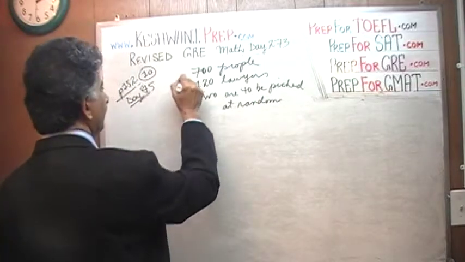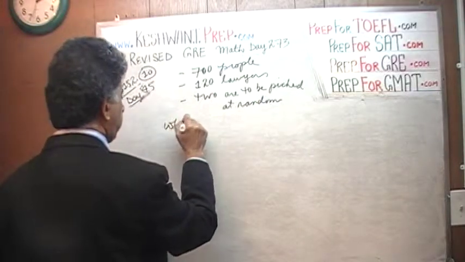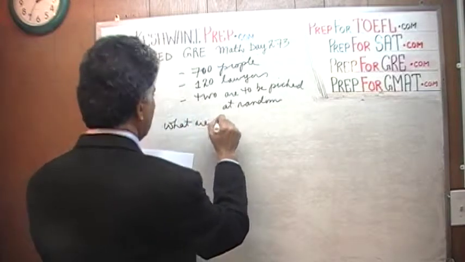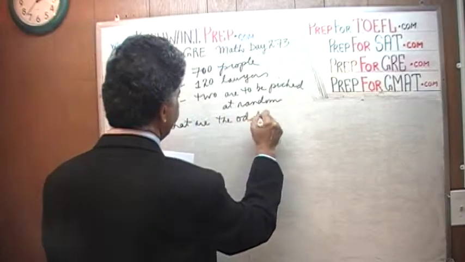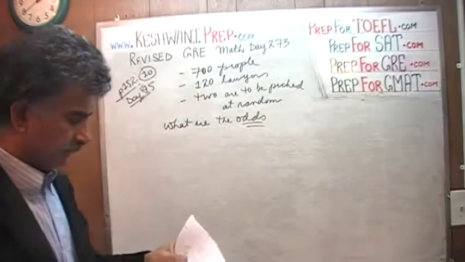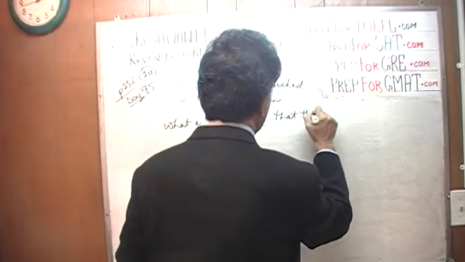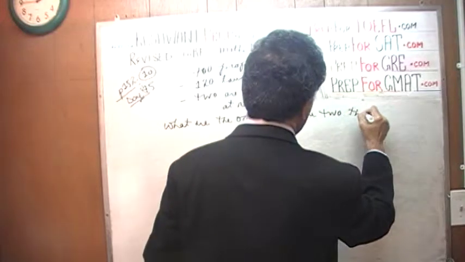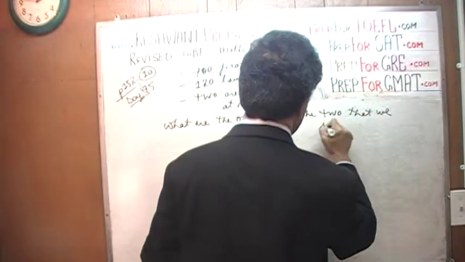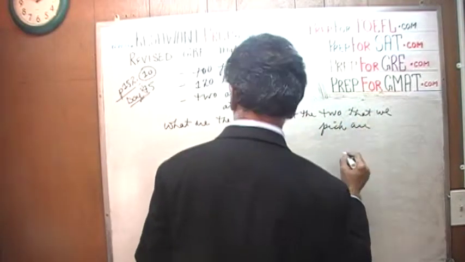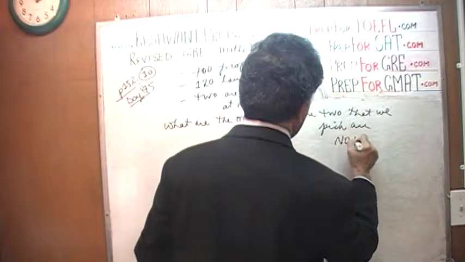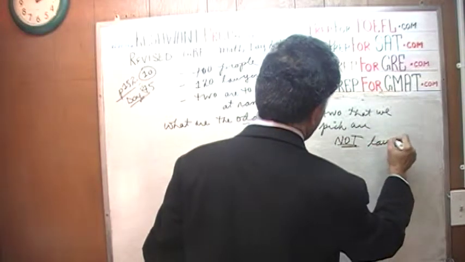Question simply is, what are the odds that the 2 that we pick are not lawyers?